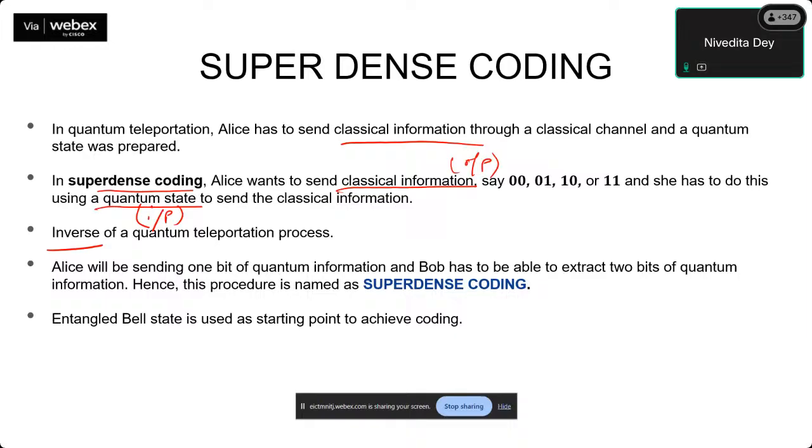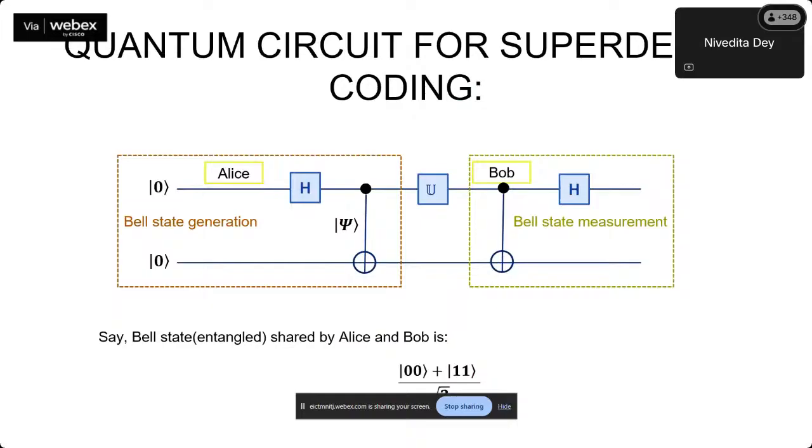So here Alice will be sending one bit of quantum information, and from that particular bit, Bob has to extract 2 bits of classical information. Okay. And here, of course, just like teleportation, we also need an entangled Bell state as the starting point to start working. So this is kind of a circuit, and this is the entangled Bell state. Here also the idea is that some entanglement will be shared: a part of the qubit will be held by Alice, and the remaining part by Bob.